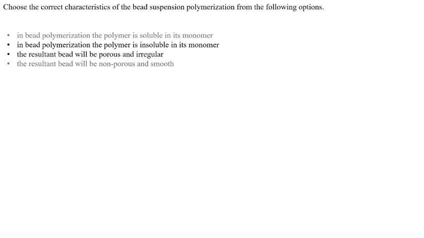By definition of suspension polymerization, and we have already seen it in the previous classes, in bead polymerization the polymer is soluble in its monomer, so it will be easily dissolved in the monomer itself. On top of that, when the polymer bead separates out, it is non-porous and extremely smooth. That is the exact reason why it is called a bead polymer, because it forms a proper smooth spherical surface, and that is why it's non-porous and smooth. So the answer for this question is that the first point and the fourth point are correct.